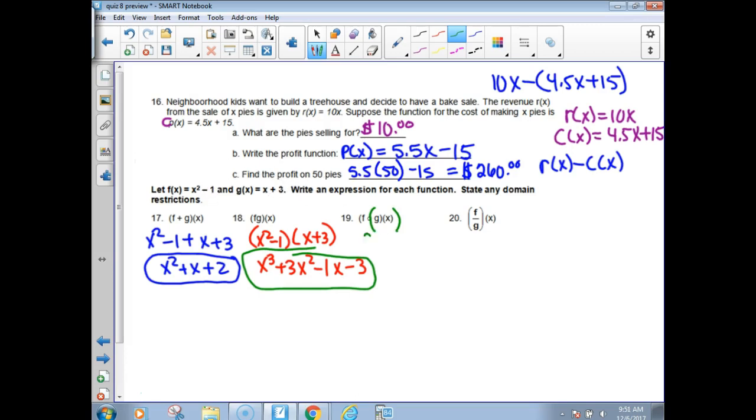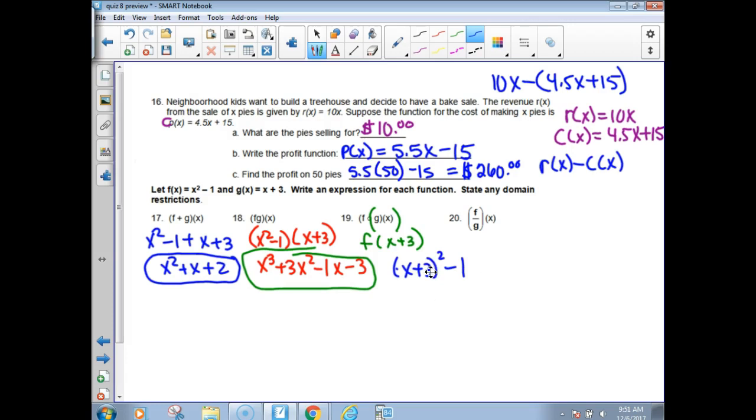If you do the f of x plus 3, which is what it means, you're putting x plus 3 in and replacing the x in the f function with an x plus 3. The f function squares its input and subtracts 1. So the input is x plus 3. So we're going to have to square the x plus 3, and then we're going to have to subtract 1.